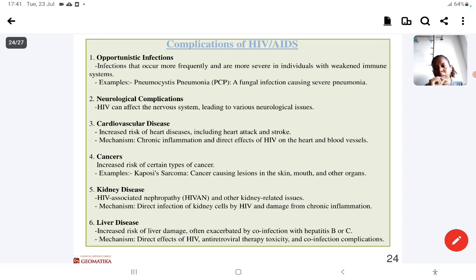Number five will be kidney disease. HIV-associated nephropathy and other kidney-related issues. The mechanism is direct infection of kidney cells by HIV and damage from chronic inflammation. Number six will be liver disease. It increases liver damage, often by co-infection with hepatitis B or C. The mechanism is the direct effect of HIV, antiretroviral therapy toxicity, and co-infection complications.